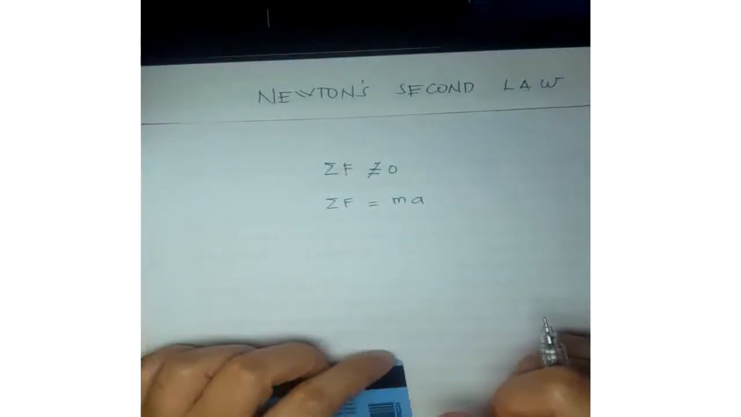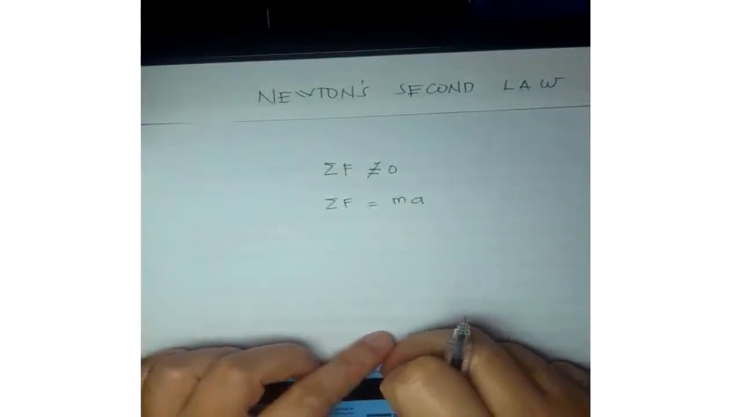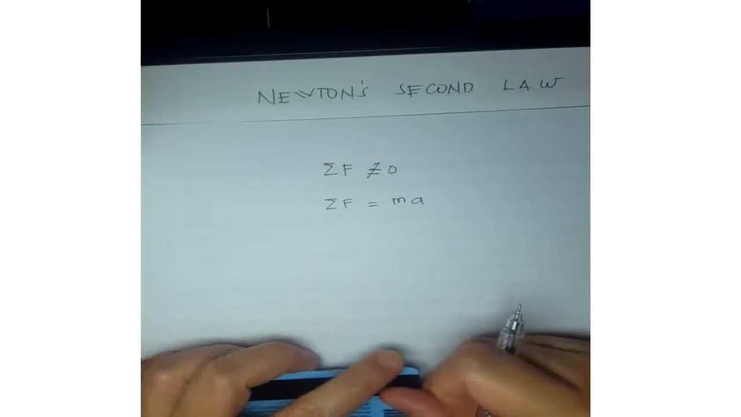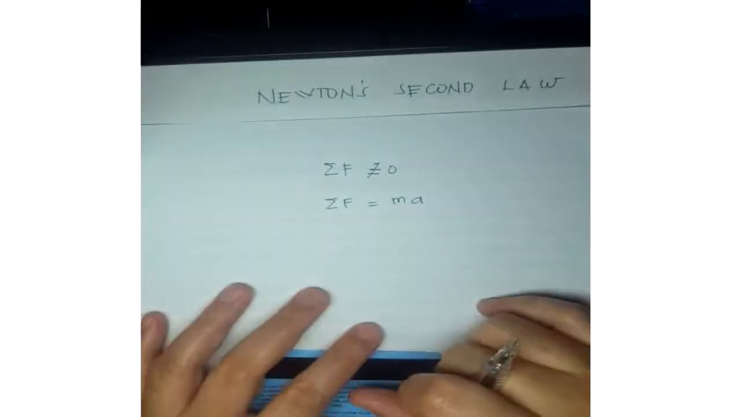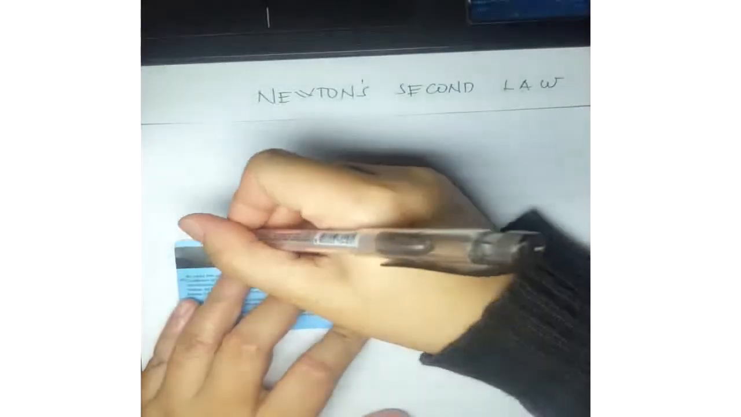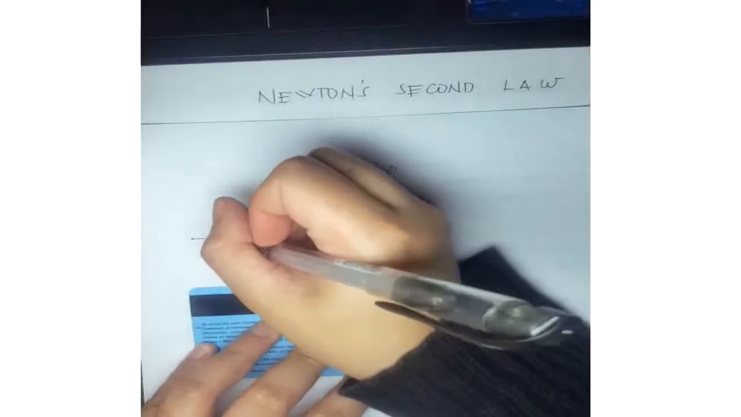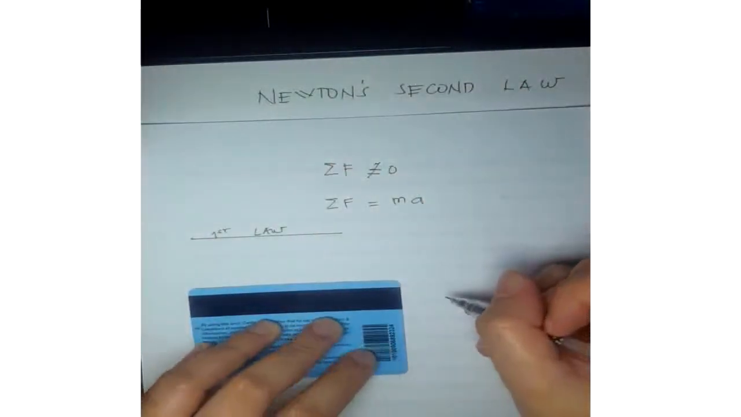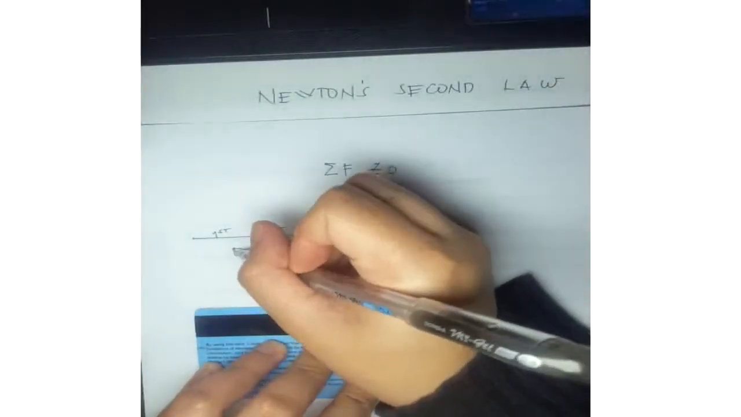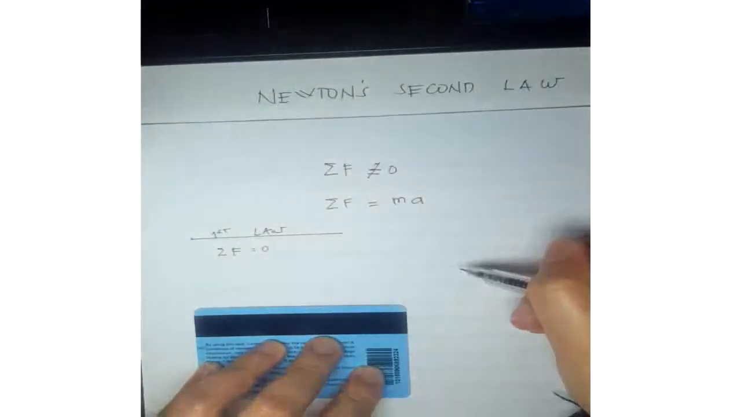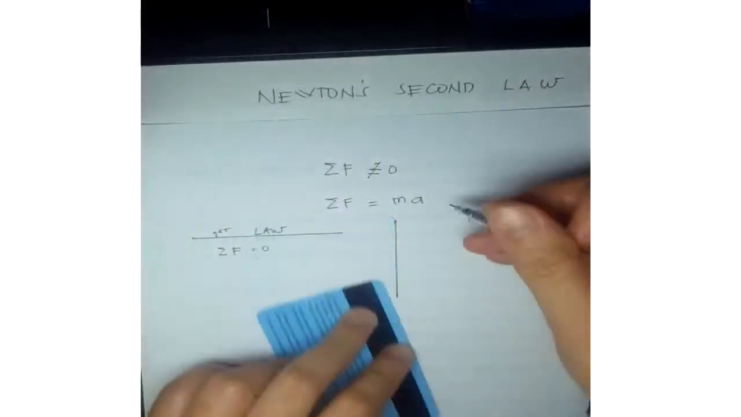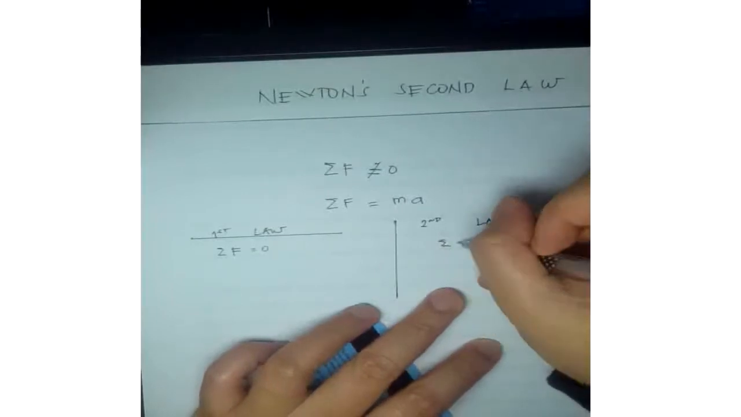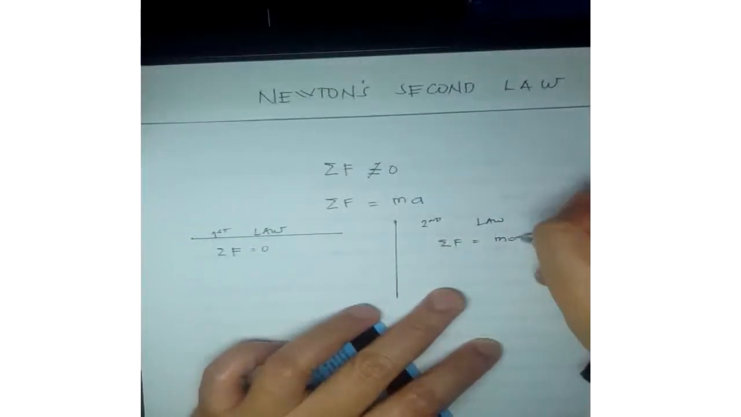So for us to see further the difference between the first law and the second law of Newton, let us make an illustration regarding the two laws. For example, this is the first law. Once again, in the first law, mathematically, it states that the summation of forces is equal to 0. While in the second law, the summation of forces is equal to mass times acceleration, ma.